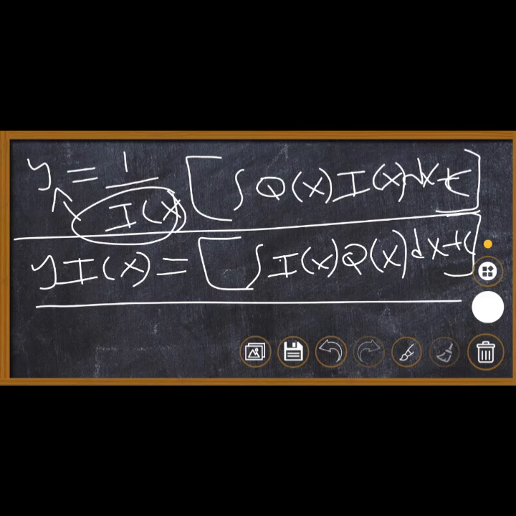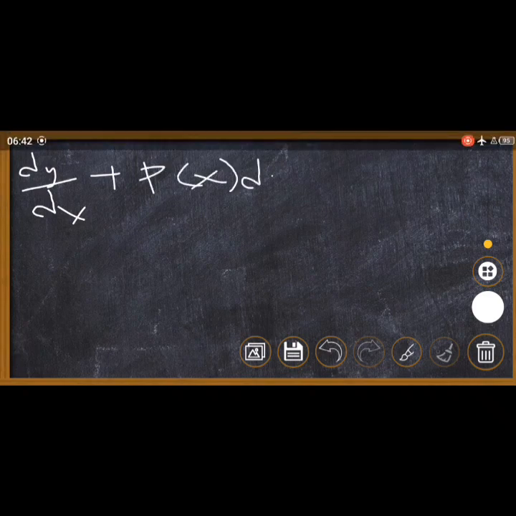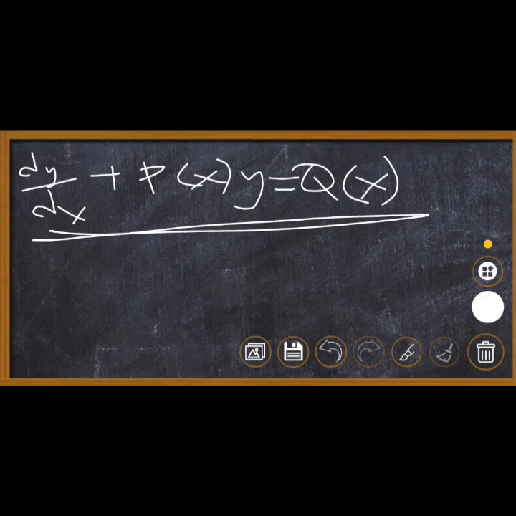So whatever equation you have been given, you first have to arrange it in the given manner, where you have dy over dx on this side, you add it to the function p of x times y, and then q of x here as the function. So this is the order in which it should be written. So let's look at some examples.